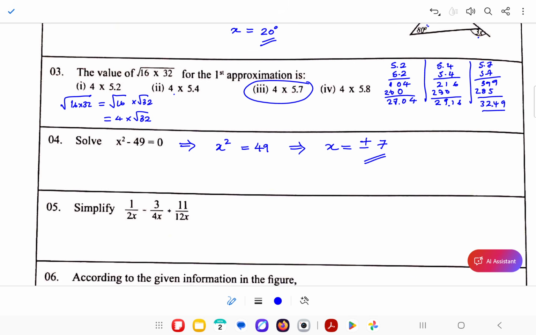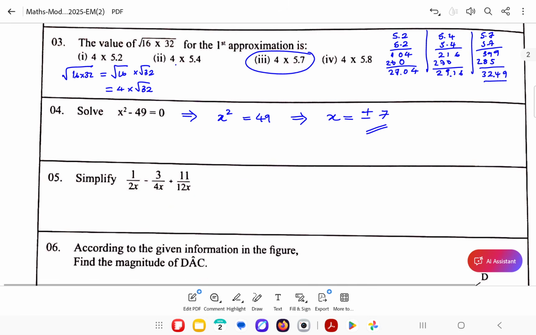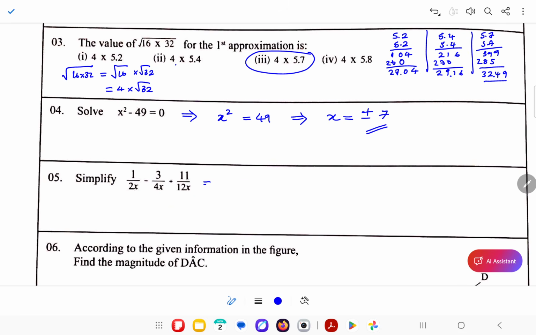Right, next one, number 5. Simplify the following expression. So take the common denominator and simplify. What's the common denominator of 2x, 4x and 12x? 12x. So the first term has to be multiplied by 6, second term by 3, last term by 1. And now simplify the numerator. 6 minus 9 minus 3 minus 3 plus 11, 8. 8 over 12x. So simplify again. 2 over 3x.